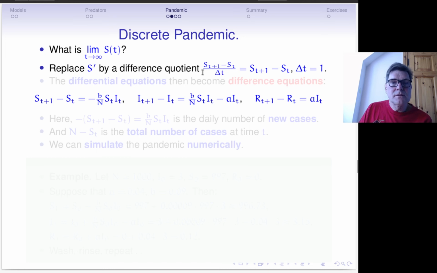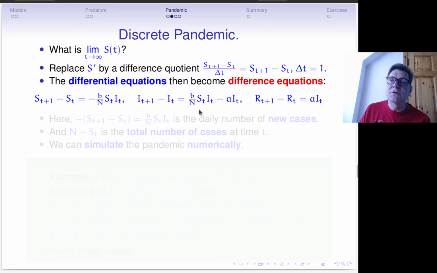and say, let's take delta t to be one day, then the differential equations become difference equations, and they express the day-to-day change in these quantities, as it is reported on the news.